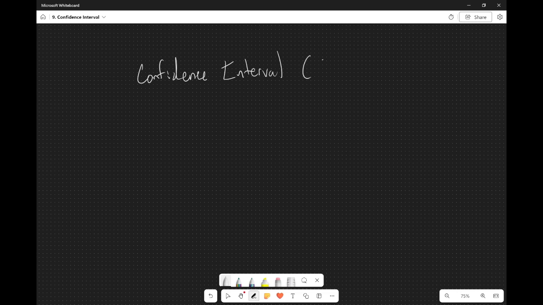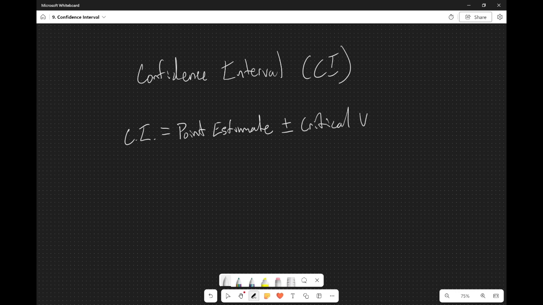So I'll say that a confidence interval, abbreviated CI, is equal to a point estimate plus or minus a critical value times a standard error. Okay.